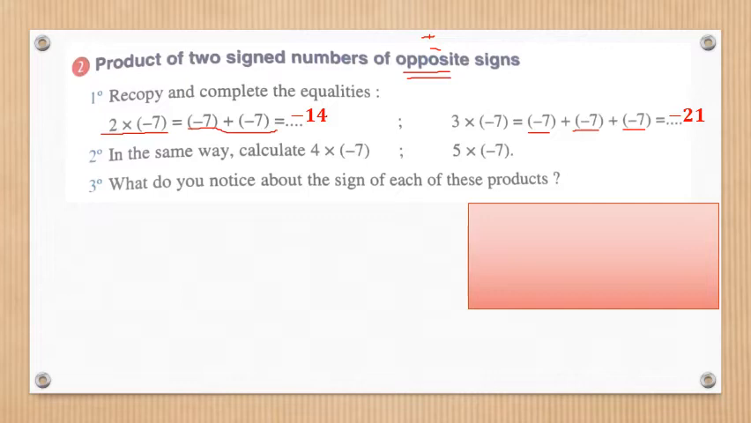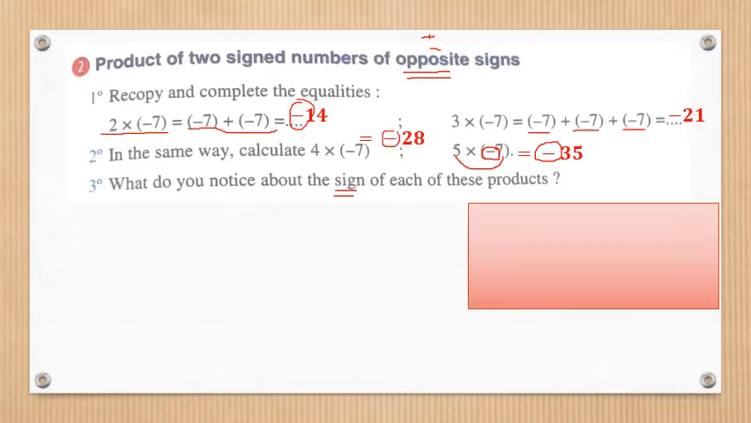In the same way, we calculate 4 times minus 7. It's minus 28. 5 times minus 7 is minus 35, since 5 times 7 is 35 and here we have a minus sign, or I can say that I'm adding minus 7 five times, so the result should be negative. What do you notice about the sign of each of these products? All of them here are negative.